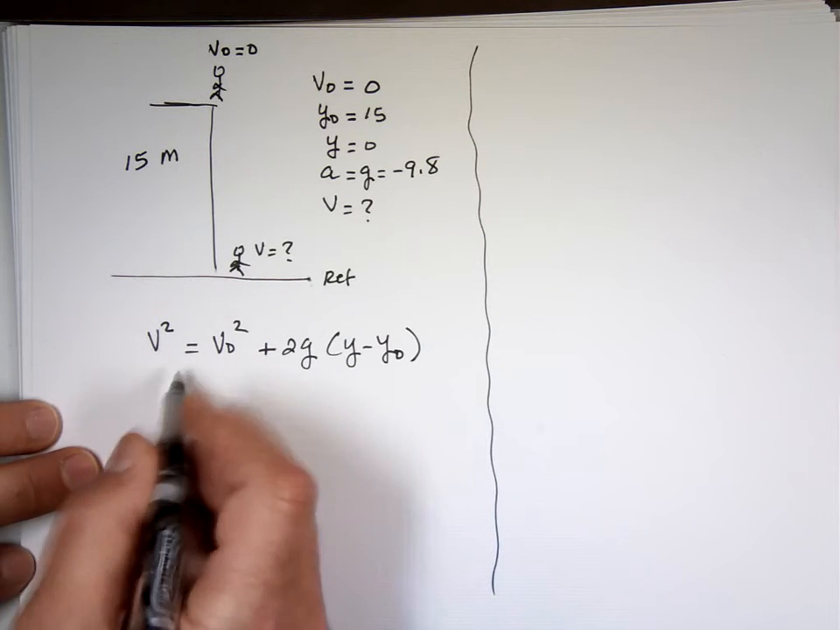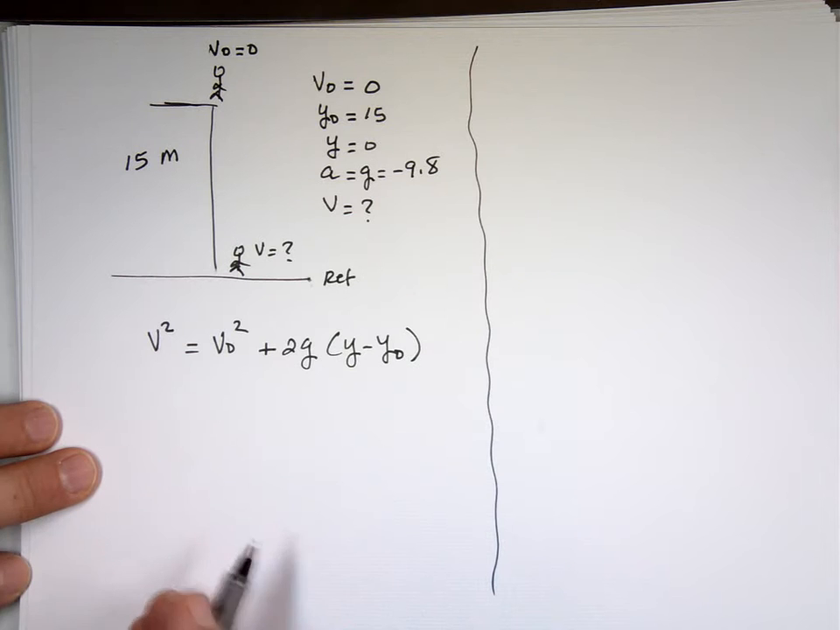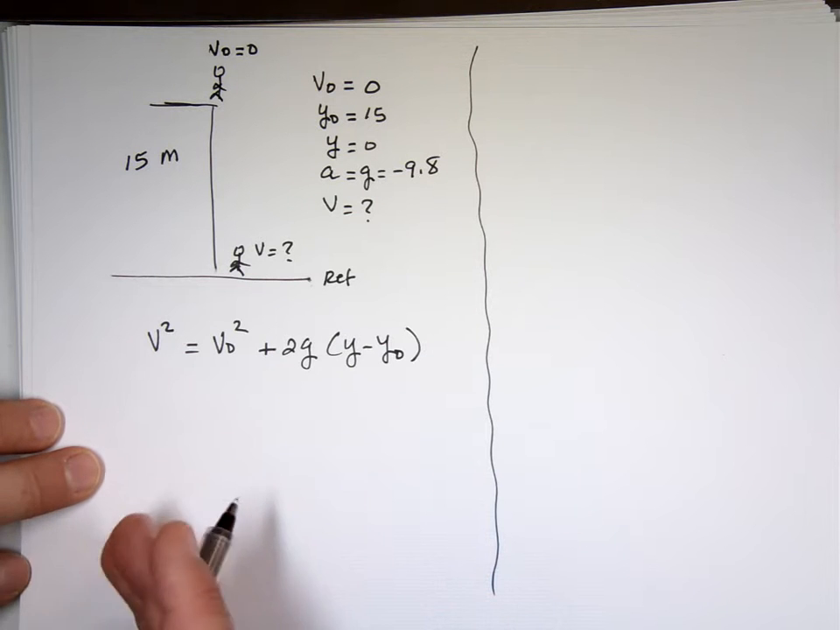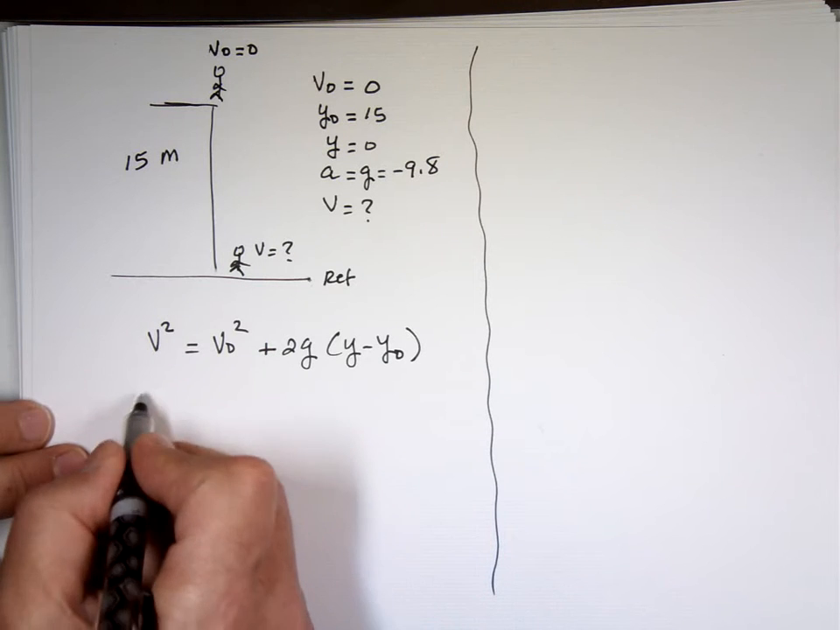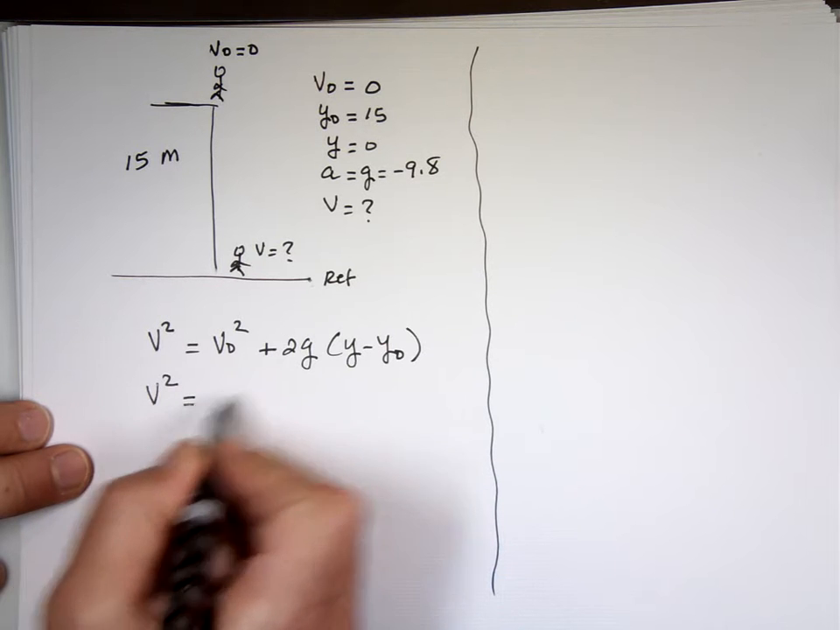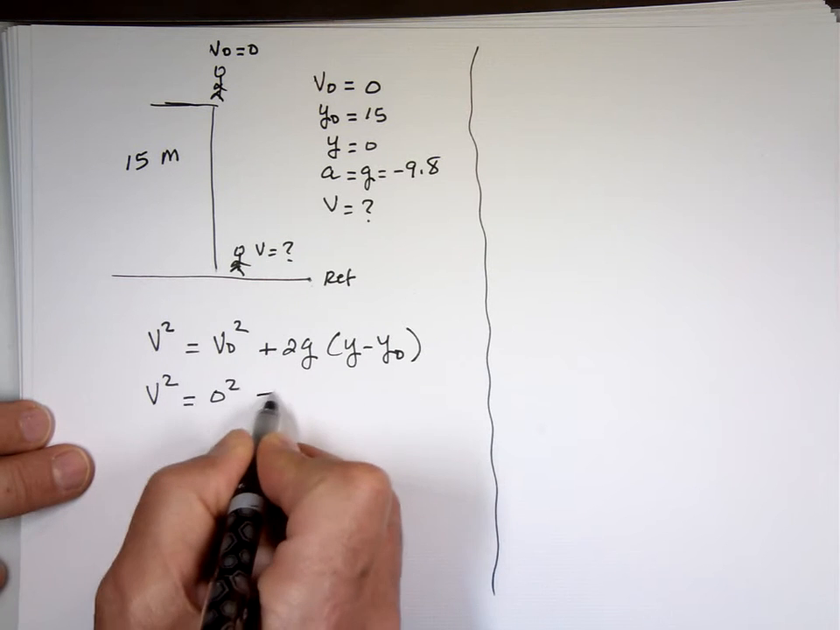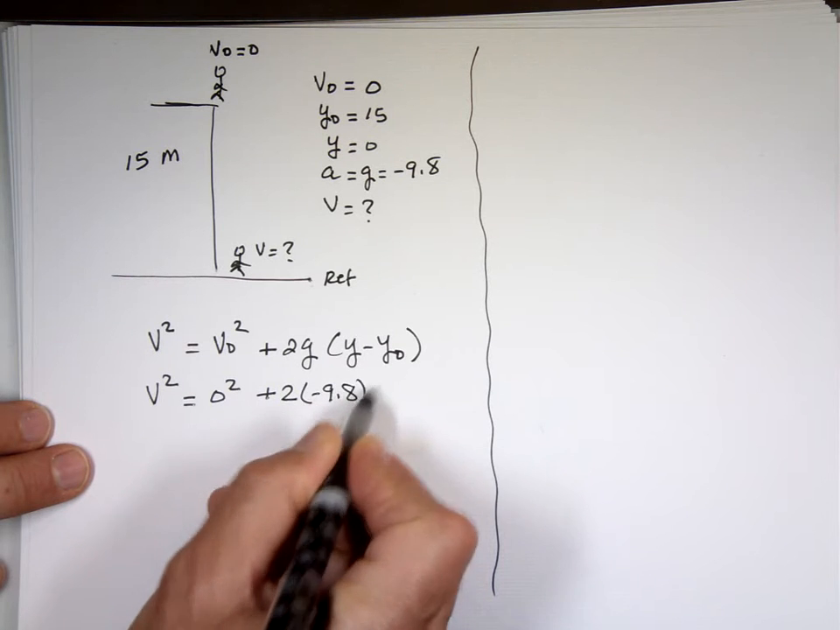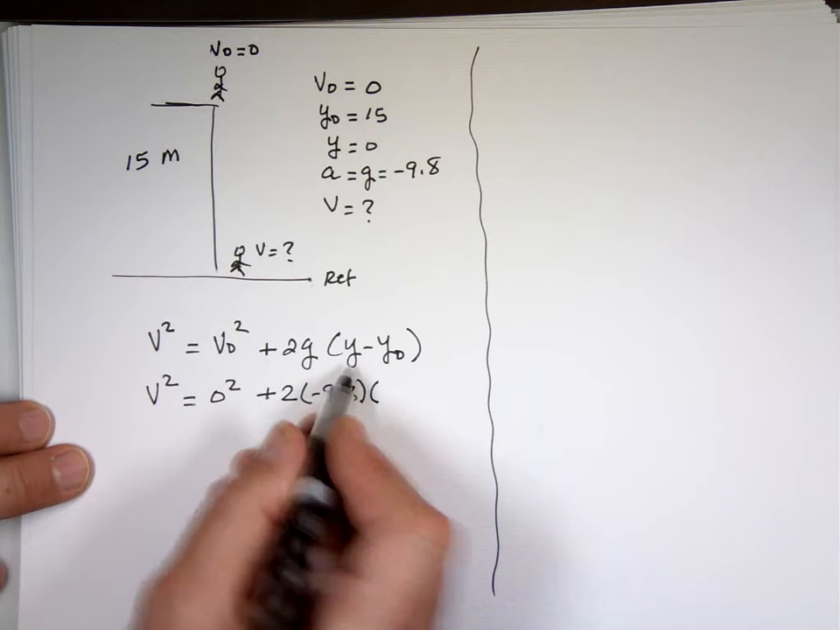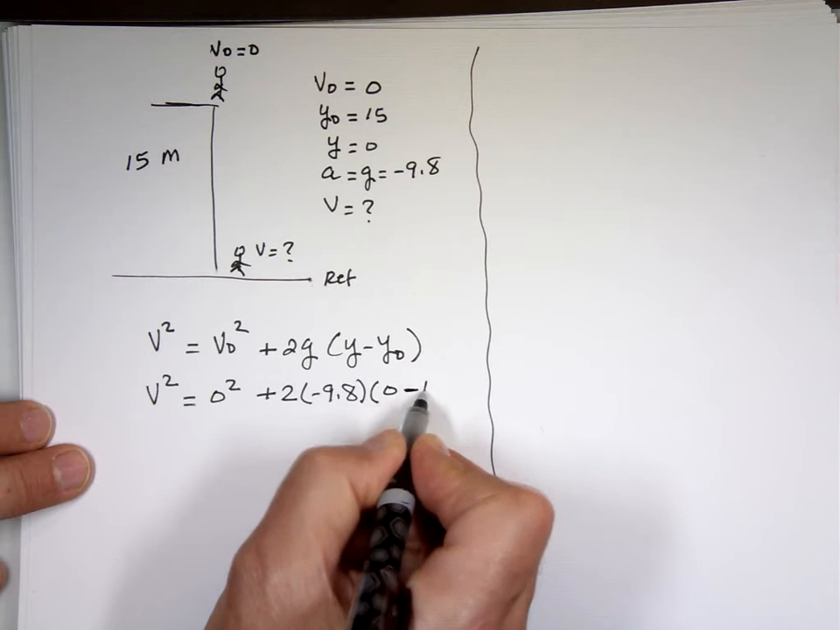And notice when I'm doing this, I'm neglecting the wind resistance. I'm neglecting friction. Friction is not a conservative force. You lose energy due to friction. With a conservative force, we said you don't lose anything. So my final velocity, that's what I'm looking for. Initial velocity is 0 squared, plus 2 times gravity, negative 9.8, times final height, which is 0, minus initial height, which was 15.